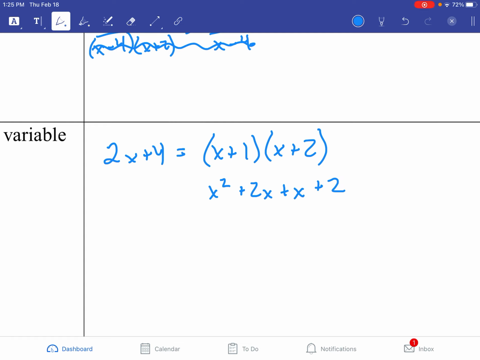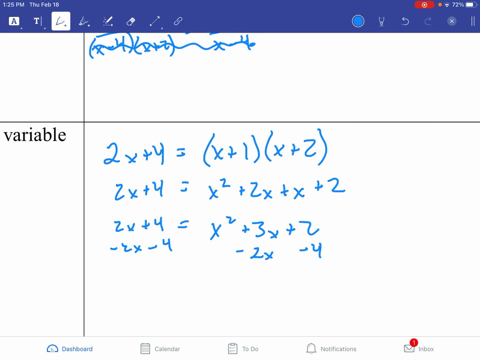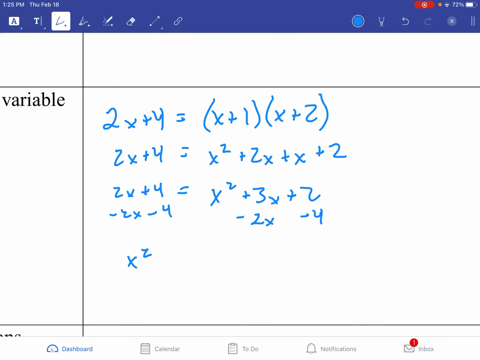Now I saw in a number of the tests from the last unit, people multiplied like 1 times 1 or 1 times 2 and got 1 times 1 is not 2. 1 times 1 is 1. So 1 times 2 is 2, not 3. Okay. I'm going to keep combining our like terms on the right side, so I get x squared plus 3x plus 2. And I'm going to subtract 2x and 4 to this other side. Okay, so I will get x squared plus x minus 2 equals 0.